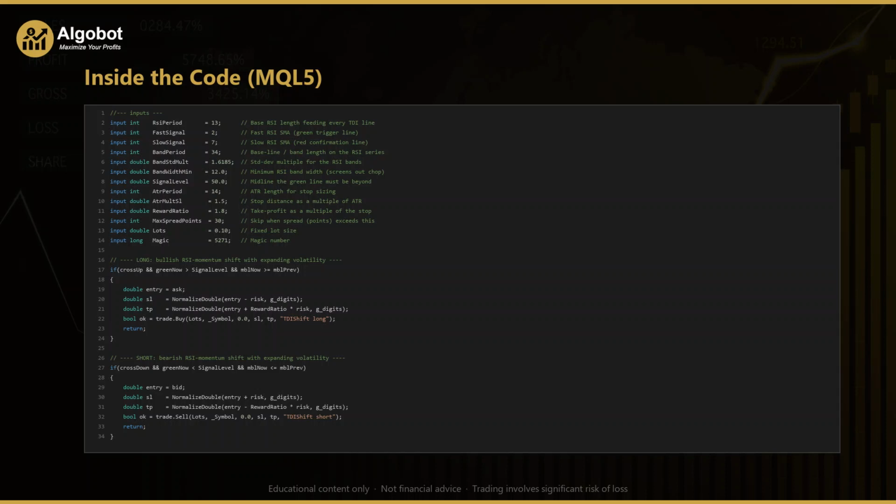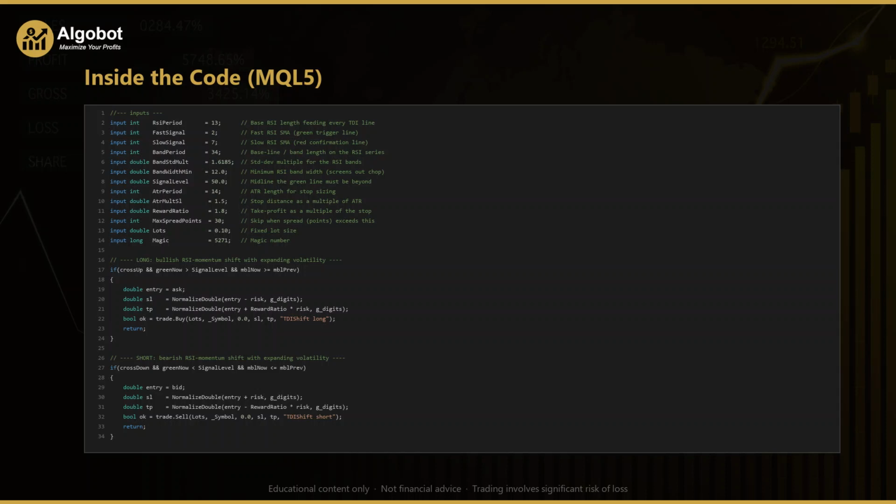Now look at the long block on screen. The condition reads, if cross-up is true, and green now is greater than the signal level, and the baseline now is greater than or equal to its previous value. That's the green line crossing above red, above the midline, with a rising baseline. When it's true, the entry is taken at the ask. The stop loss is the entry minus the risk distance, and the take profit is the entry plus the reward ratio times that same risk. Then trade.buy is called.